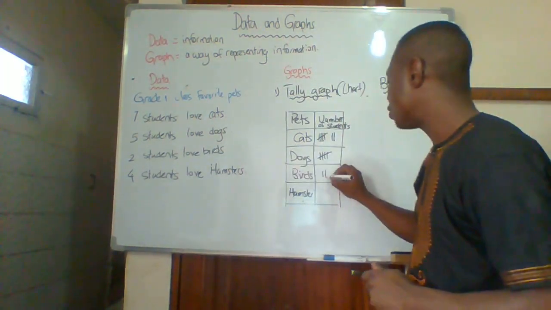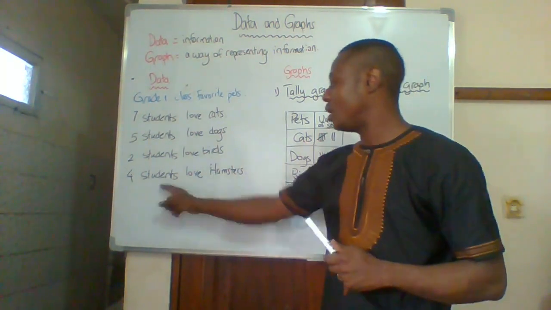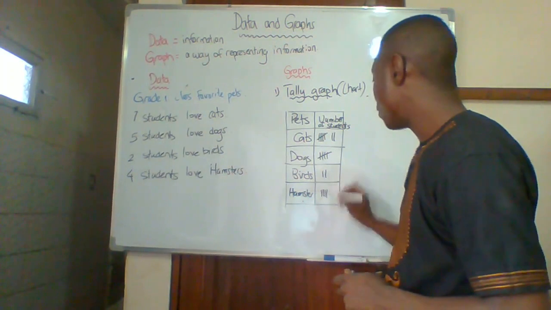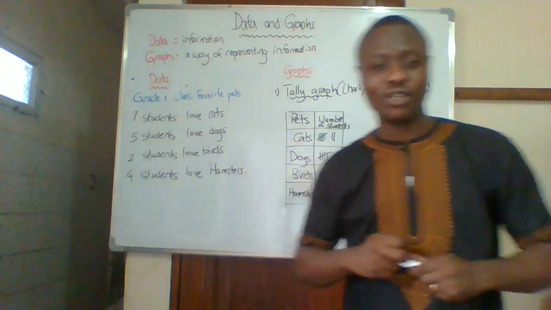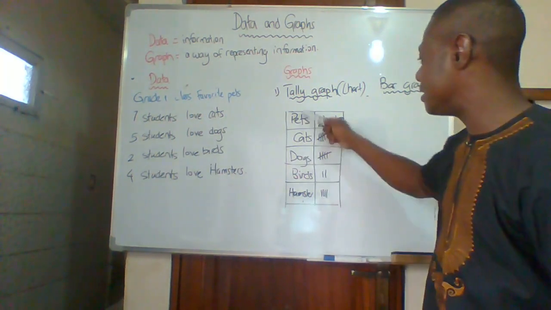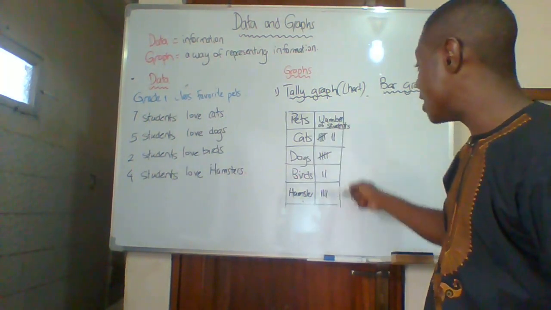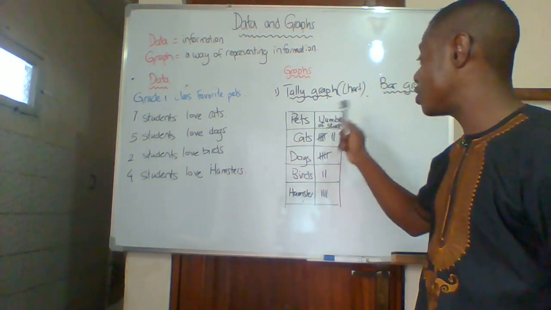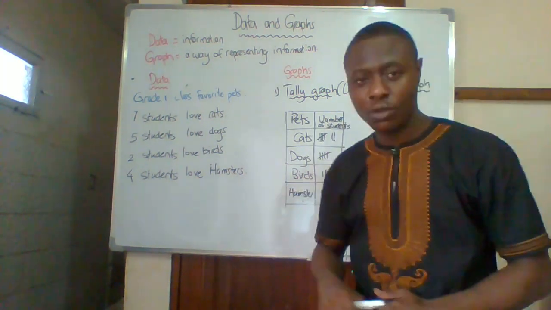How many students love birds? There are only 1, 2. How many students love hamsters? There are 4. So I'm going to put 1, 2, 3, 4. I'm done with my tally chart. For every mathematician, when they look at this chart, they will understand that these are the pets and these are the students who love these pets, or the students whose favorite pets are these animals.